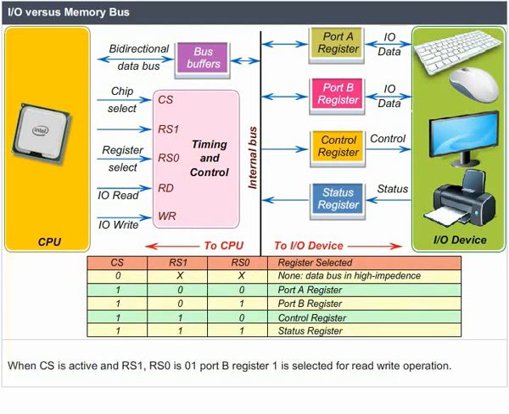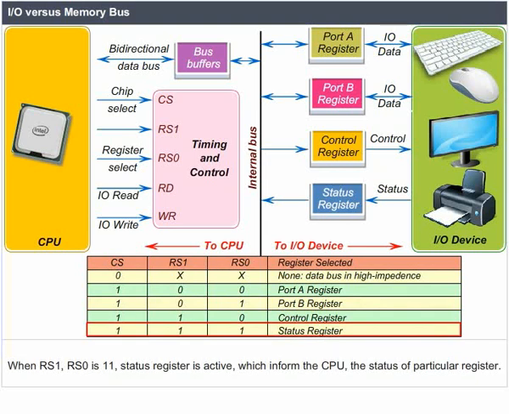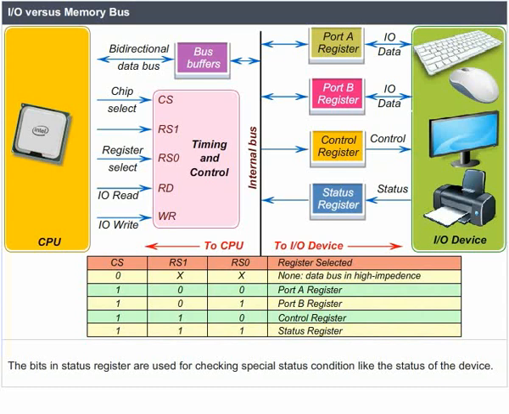When CS is active and RS1, RS0 is 01, port B register 1 is selected for read-write operation. When RS1, RS0 is 10, the control register is active for checking and supervising the device performance. When RS1, RS0 is 11, the status register is active, which informs the CPU of the status of a particular register. The bits in the status register are used for checking special status conditions, like the status of the device.